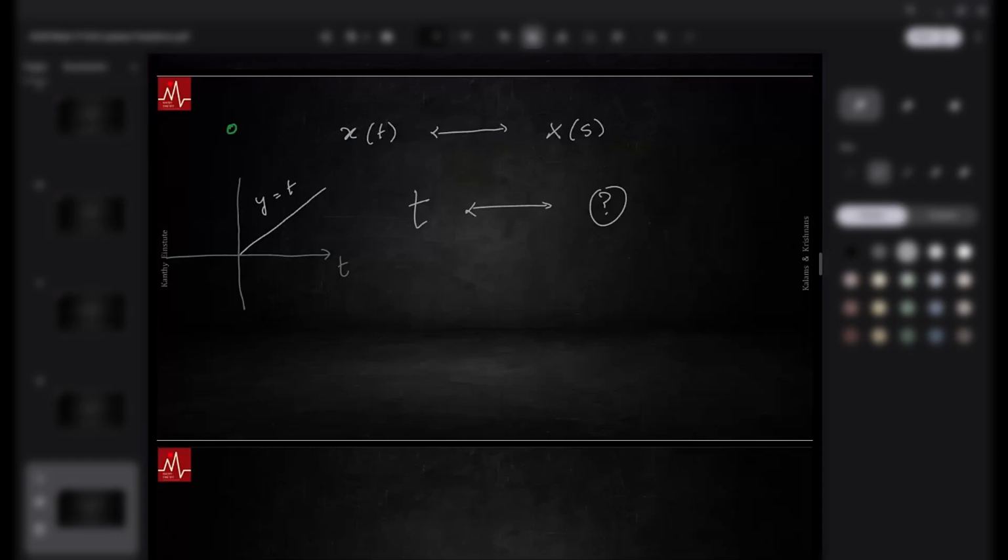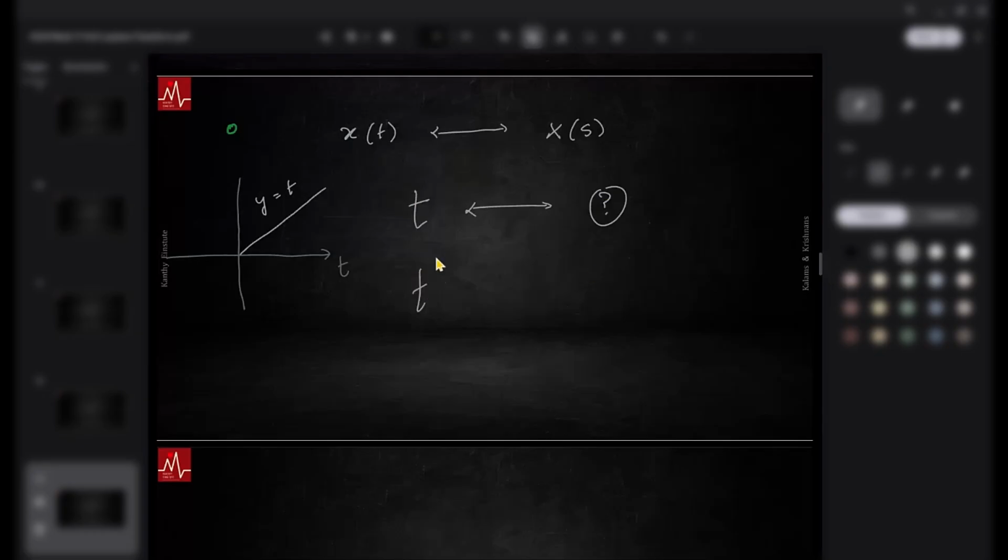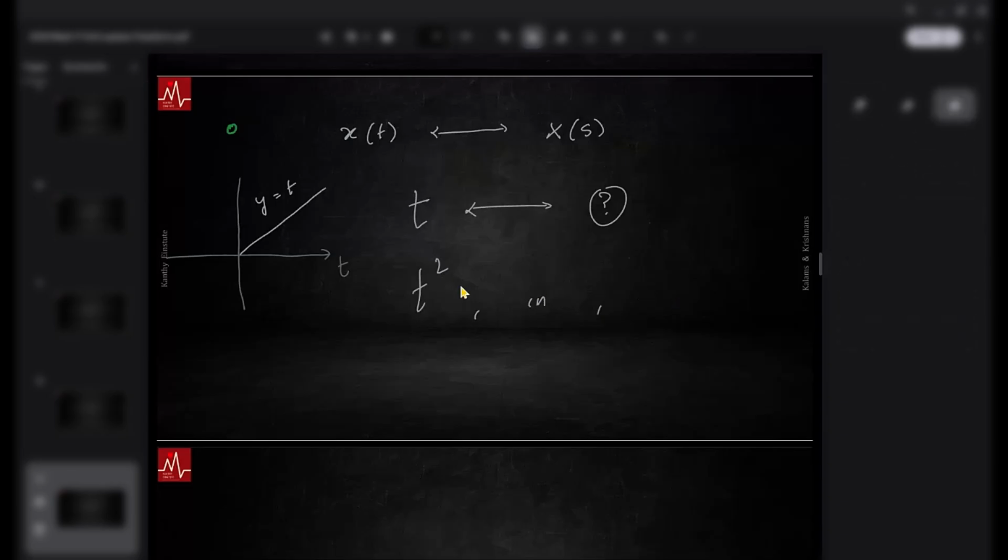No, delta of t, u of t. Delta is a spike, u of t is a constant. Now, what happens if it increases linearly? The function is time itself. Notice t square is a function, sin t is a function, t is a function. What does that t transform to?